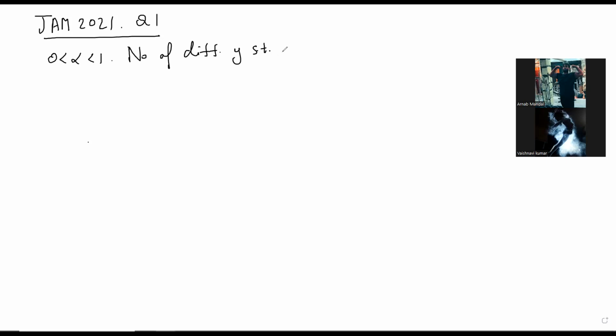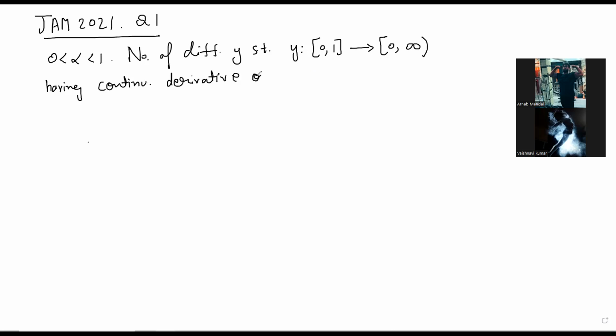Such that, the function y goes from closed 0 to 1 to closed 0 to open infinity, having continuous derivative on 0 comma 1 closed.